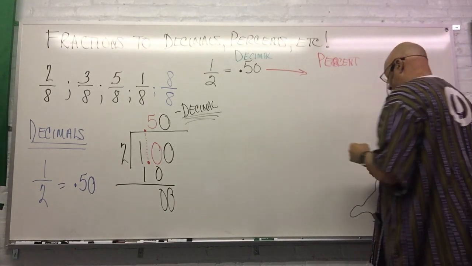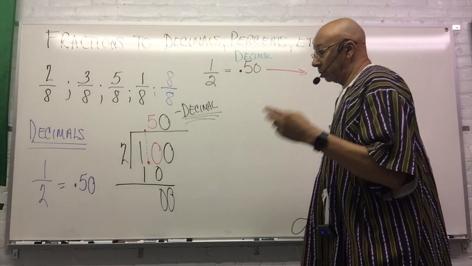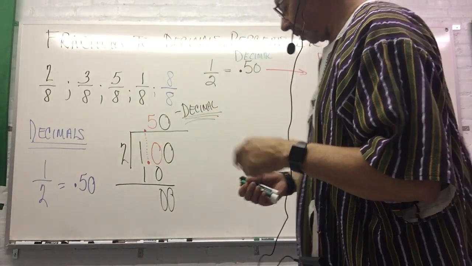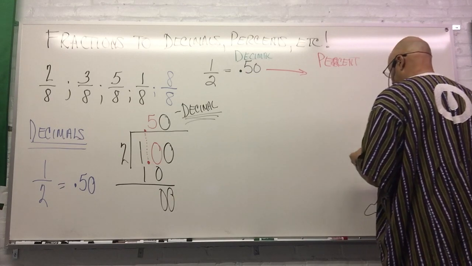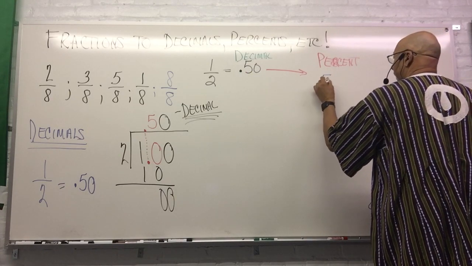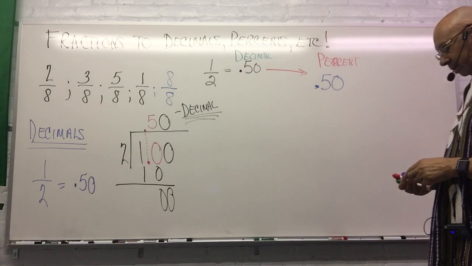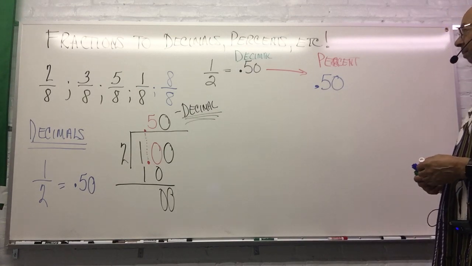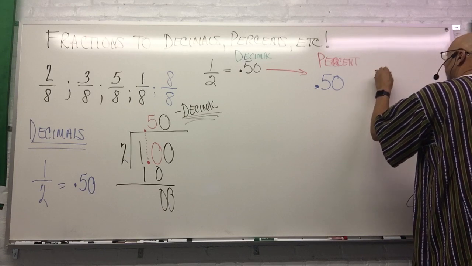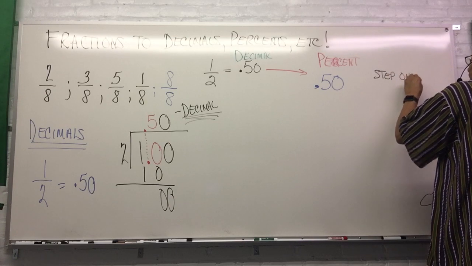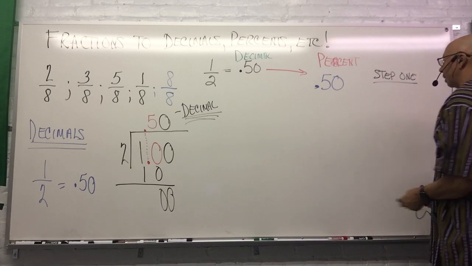So to change 0.50 into a percent, I have two steps, almost like division has two steps. Step one is I'm going to write the number that I'm trying to change first. Here it is, 0.50. It's a decimal right now, but I want to change it to a percent. So how do I do that? To change a decimal to a percent, I have step one. Step one is move the decimal point 2 spaces to the right.